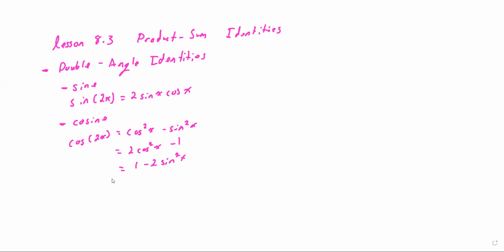All right. And then we also have a tangent one as well. It is tan of 2x is equal to 2 times tan of x over 1 minus tan squared of x. All right. So those are your double angle identities. So anytime you're looking for cosine, sine, or tangent of 2x, or twice the angle, we can use these formulas to calculate that to get the correct answer, given information that we are provided with.